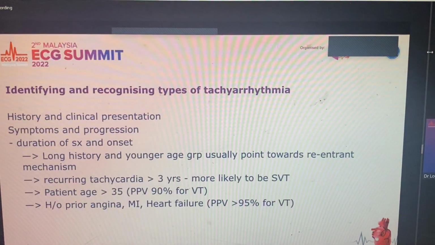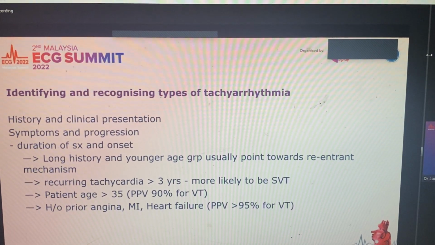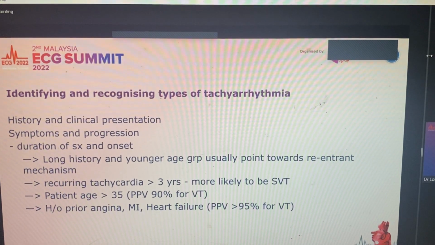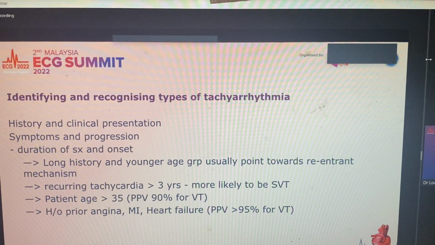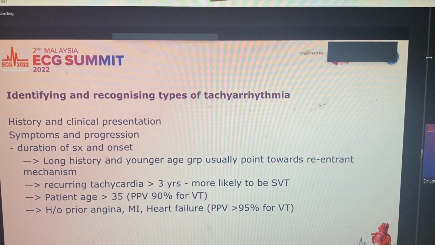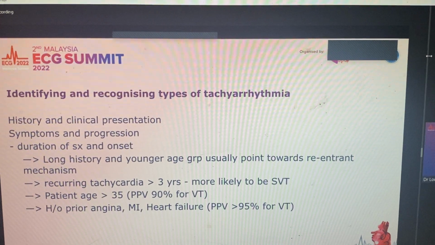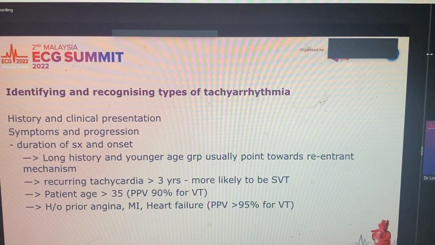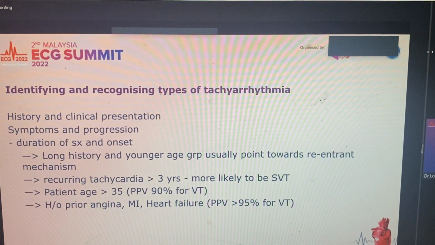The first step to identify and recognize the different types of tachyarrhythmia is a good history and how the patient presents to you. When we ask patients about the duration and the onset of symptoms, a long history in a younger group usually points towards a re-entry mechanism, either AVNRT or AVRT. This gives you a bit more of a clue.